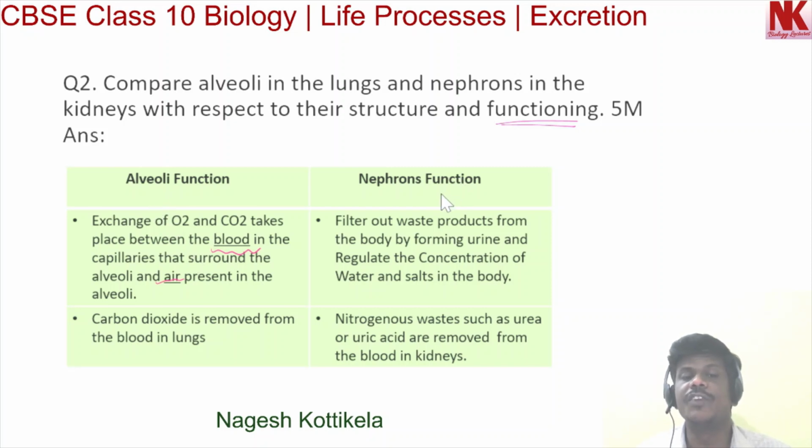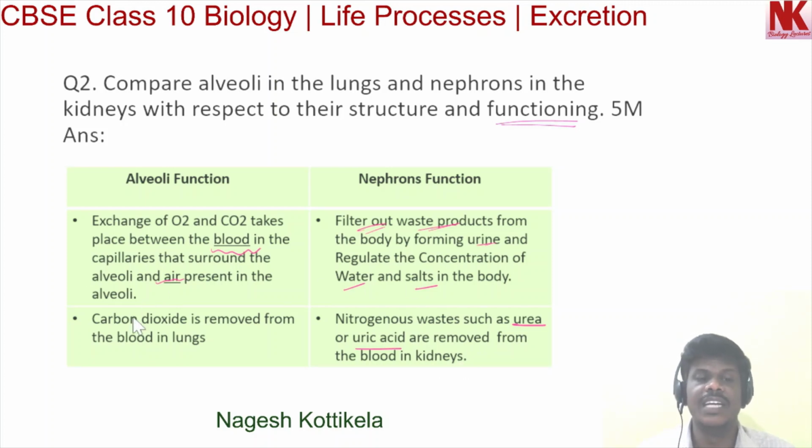But in case of nephrons, nephrons filter out waste products from the body by forming urine and regulate the concentration of water and salts in the body. That is what we call osmoregulation. Now carbon dioxide is removed from the blood in lungs. This is the function of alveoli. And in the nephrons, nitrogenous wastes such as urea and uric acid are removed from the blood in kidneys.